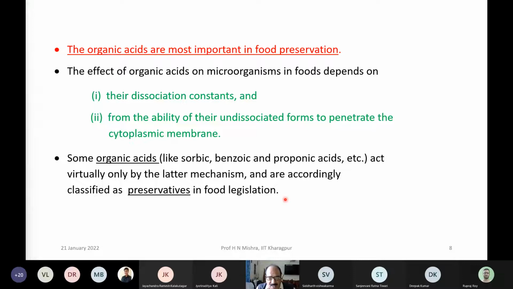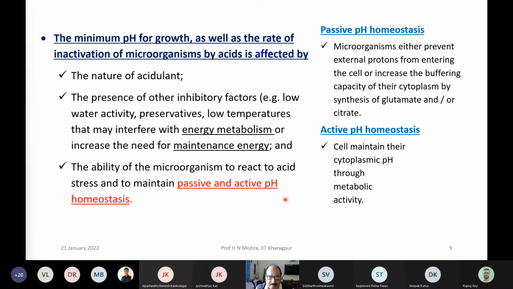Only those organic acids which are able to penetrate into the cell membrane in their undissociated form are effective. Now, I told you the minimum pH for growth, as well as the rate of inactivation of microorganisms by acids, is therefore affected by the nature of the acidulant, that is, the acid, its dissociation constant, etc. Then also the presence of other inhibitory factors like low water activity, preservatives, low temperature, that may interfere with the energy metabolism or increase the need for maintenance energy, etc.